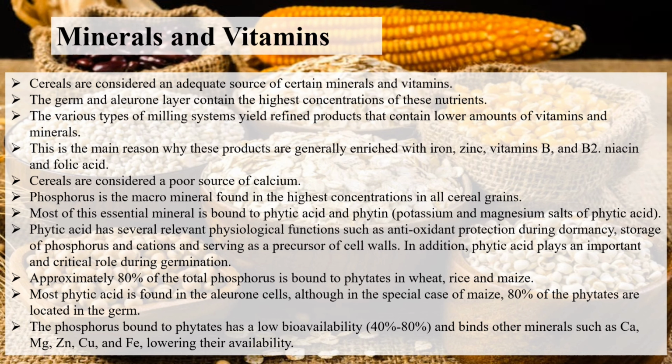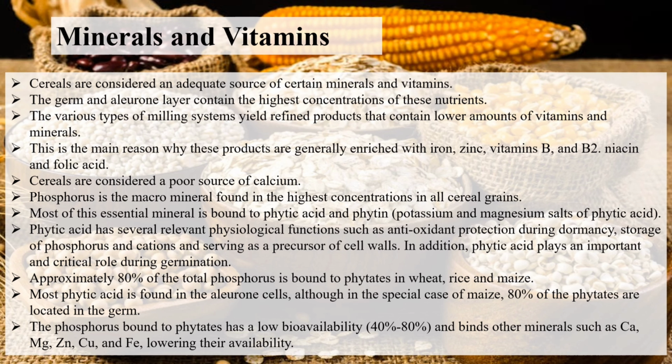Phosphorus is the macromineral found in the highest concentrations in all cereal grains. Most of this essential mineral is bound to phytic acid and phytin, the potassium and magnesium salts of phytic acid. Phytic acid has several relevant physiological functions such as antioxidant protection during dormancy, storage of phosphorus and cations, and serving as a precursor of cell walls. In addition, phytic acid plays an important and critical role during germination.